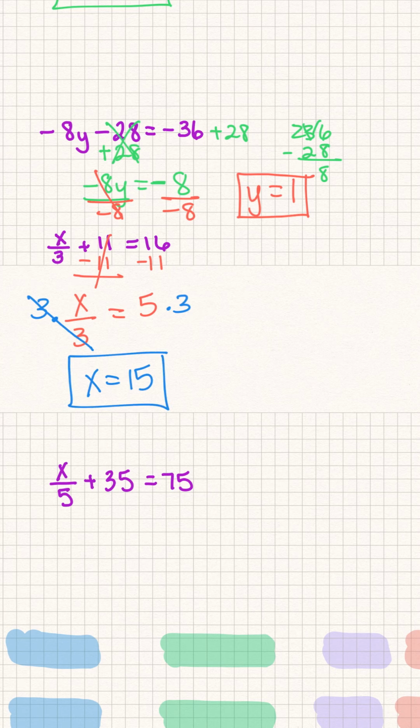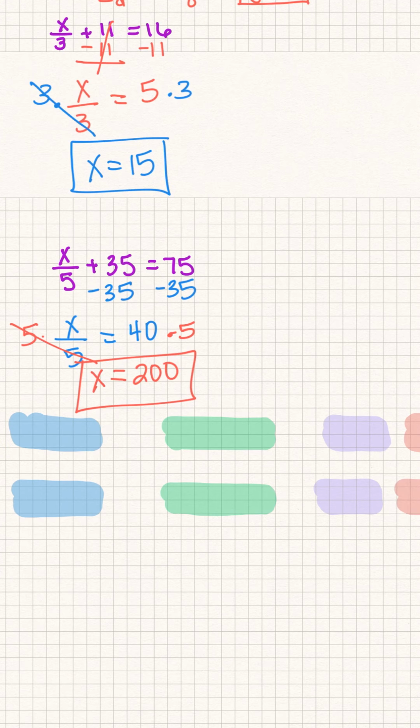Try this next one on your own. Come back and check to see if you got it correct. So you should have got x equals 200. If not, please look over and check your work.